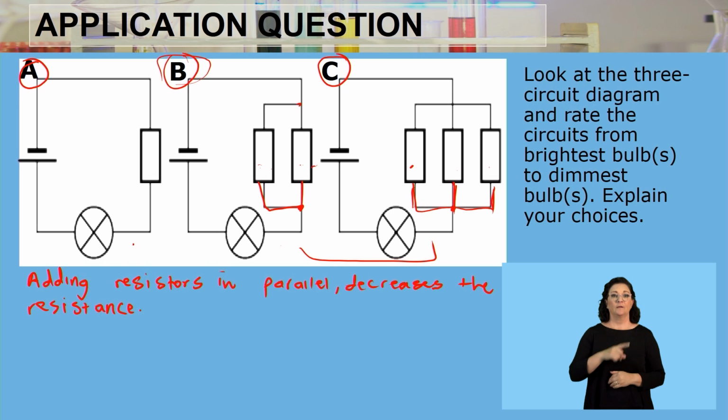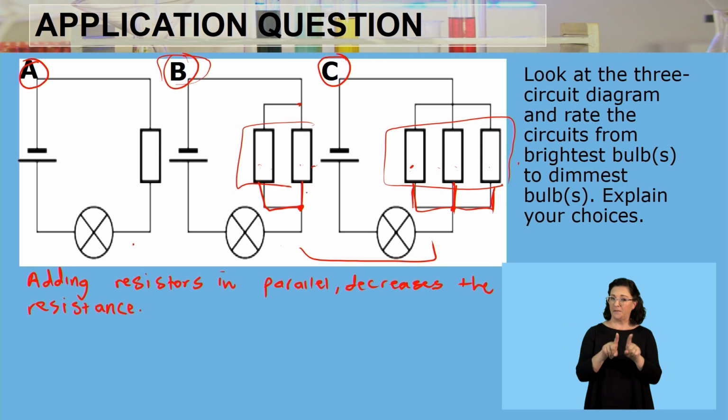So that means the brightness of all the light bulbs in circuit C is going to be the same. The brightness of these 2 light bulbs in circuit B is going to be the same. And this one we can't really say because there's just one. We can't compare it to any other one on the same circuit.